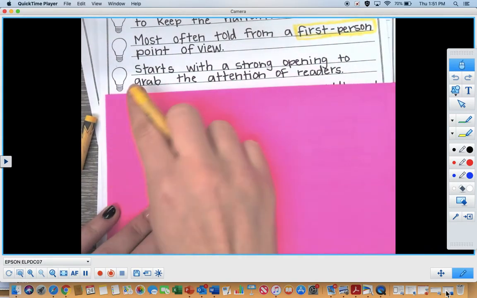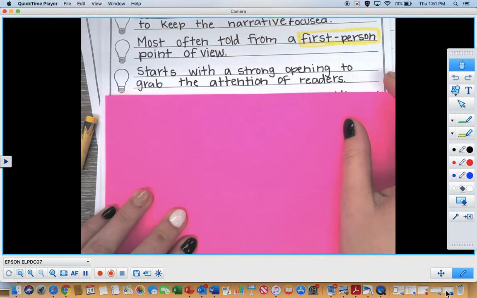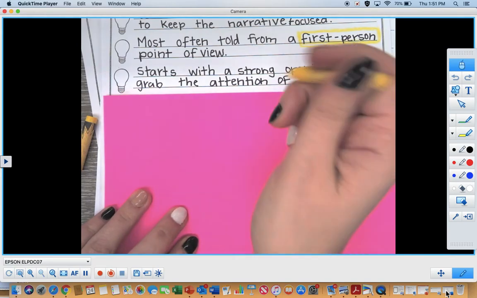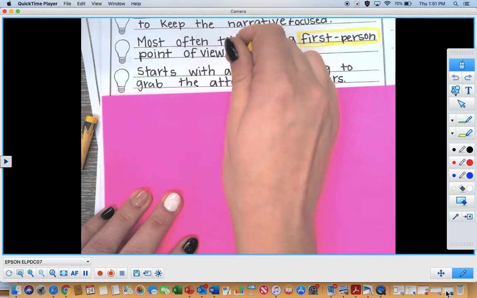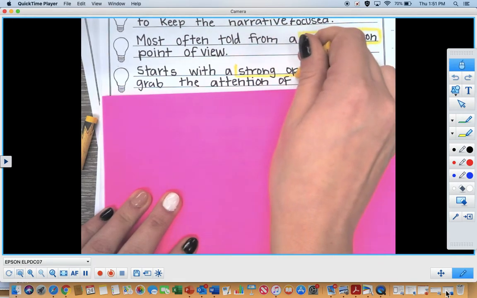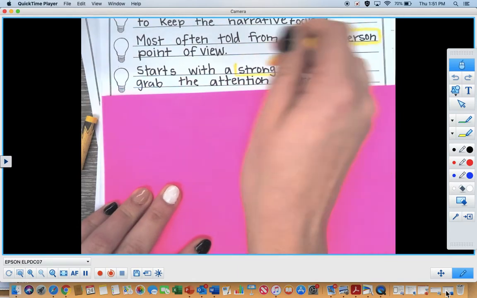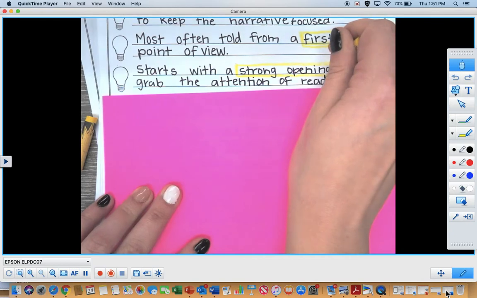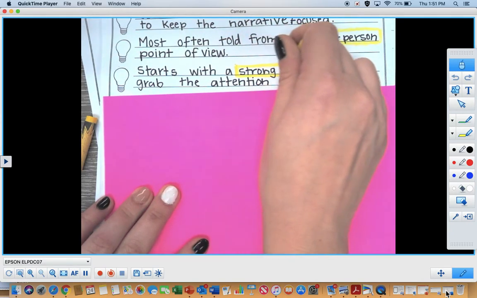Then we have that it starts with a strong opening to grab the attention of readers. So that is really, really important. We want to make sure that we start with a really interesting opening. If we start with a boring opening, your reader's not going to want to keep reading. If your story's already boring at the beginning, do you think that they're going to think it's going to get interesting after a while? Probably not.